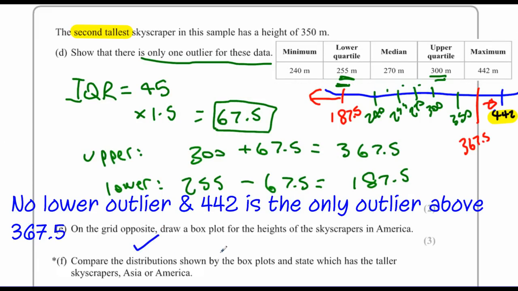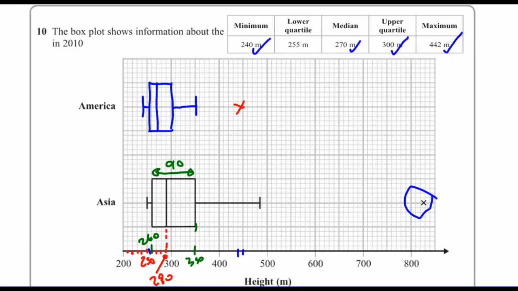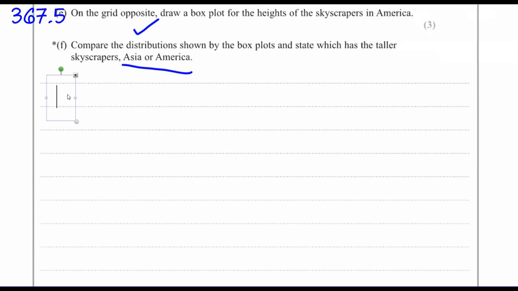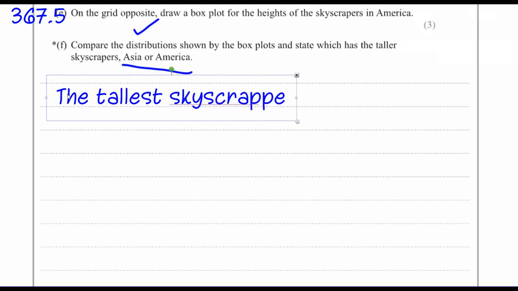Compare the distributions shown by the box plots and state which has the tallest skyscraper, Asia or America. So, assuming that the outliers are correct pieces of data, the tallest one is in Asia. Okay? Because this is over 800 and there's none anywhere near that in America. So let's write that straight away. Okay. The tallest skyscraper is in Asia.